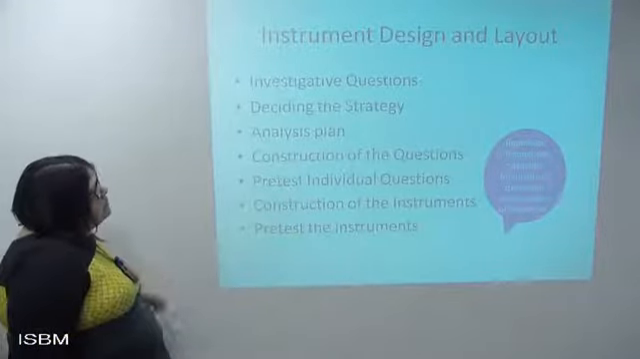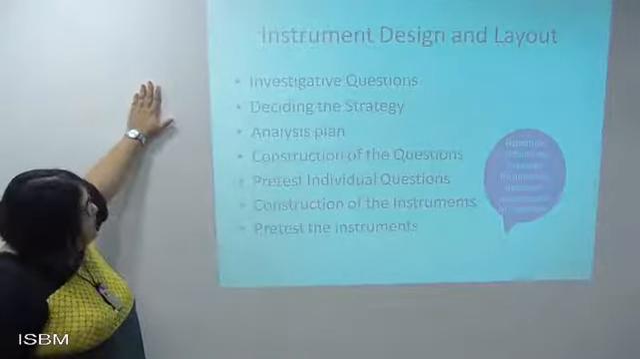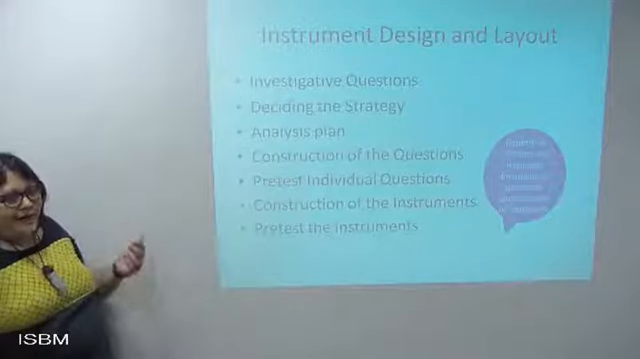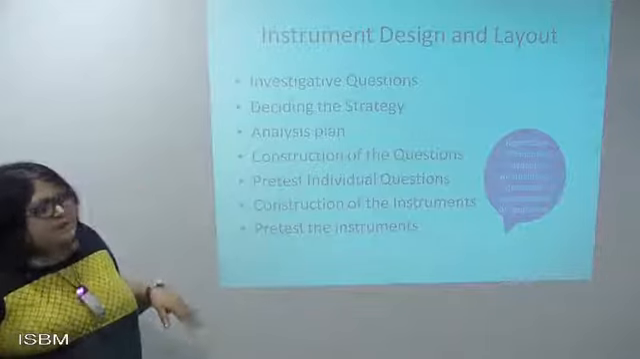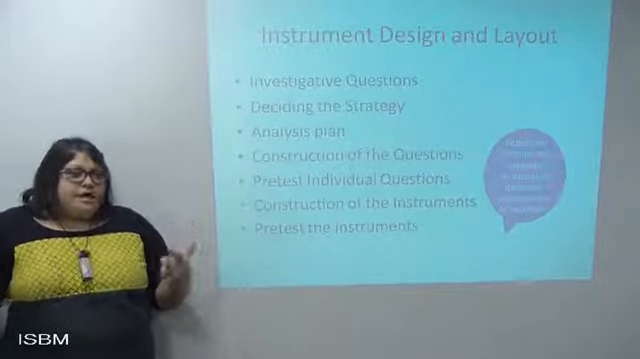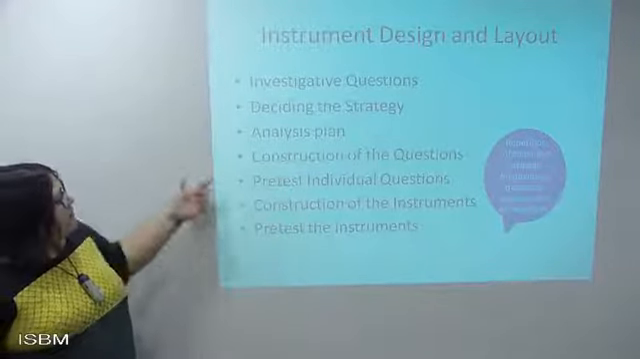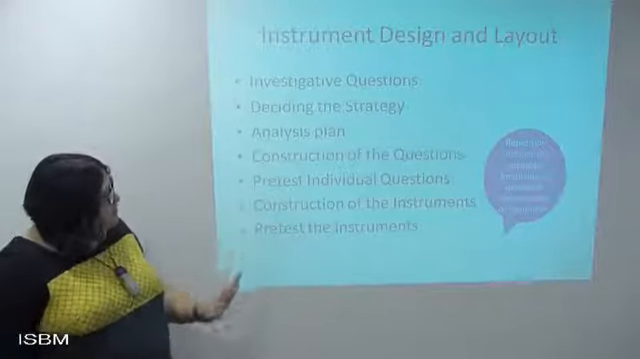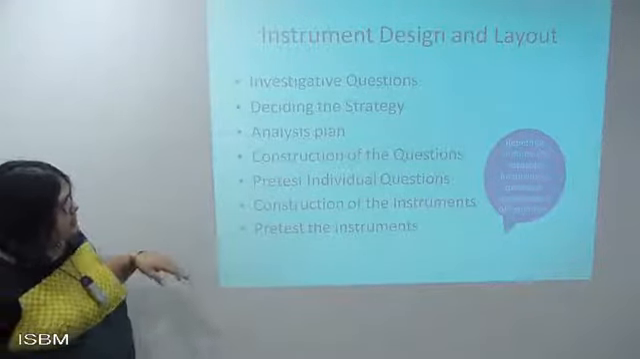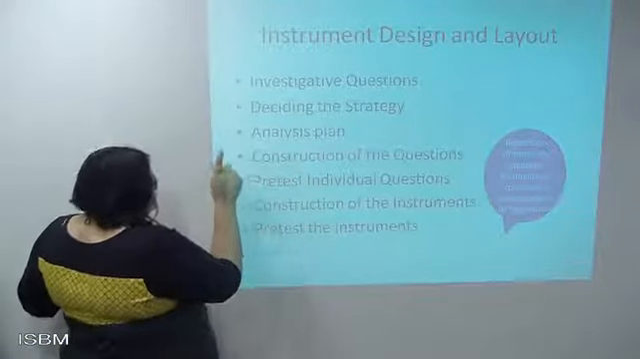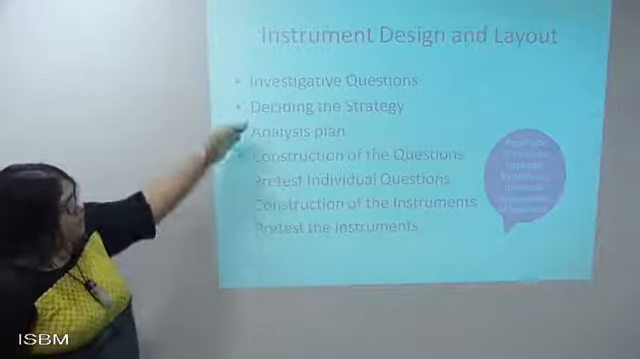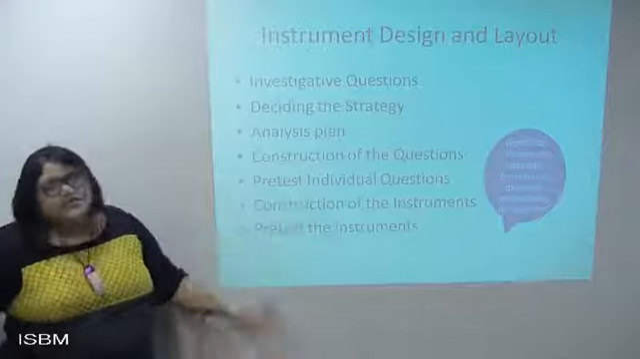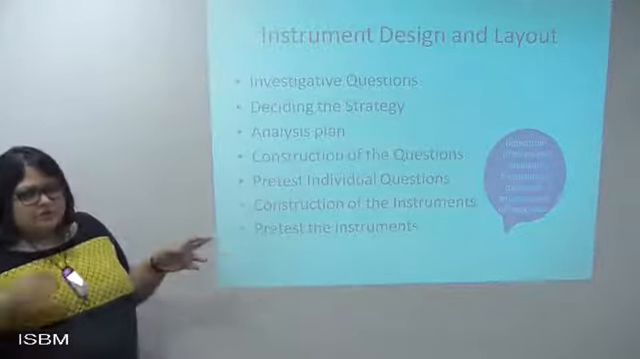Now we come to the instrument design and layout aspect. Instrument design is carried out firstly through investigative questions: when, where, how, why. These are very important. Then you decide on the strategy of planning your questionnaire and come up with ways and means of analyzing it. You have construction of questions, pre-testing of individual questions, construction of the instrument, and pre-test of the instrument. Now repetition of steps 4, 5, 6 and 7 is essential for better quality of the questions asked and better accuracy.